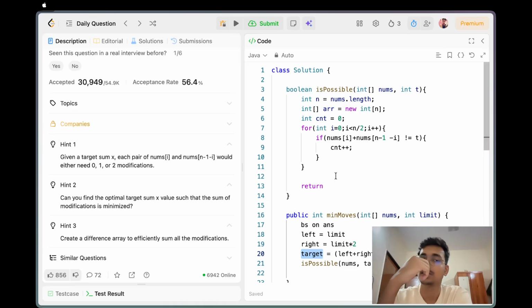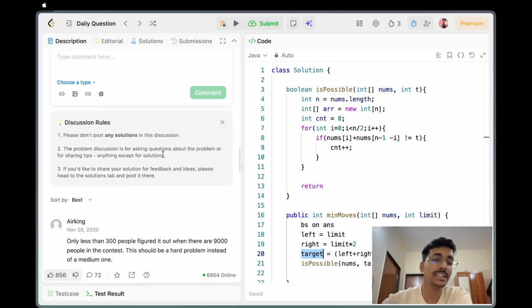Okay. I don't know the use case of limit. I don't understand this. Why? Okay. My entire assumption is wrong.